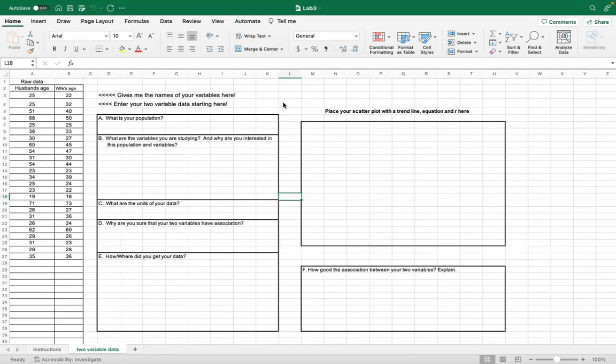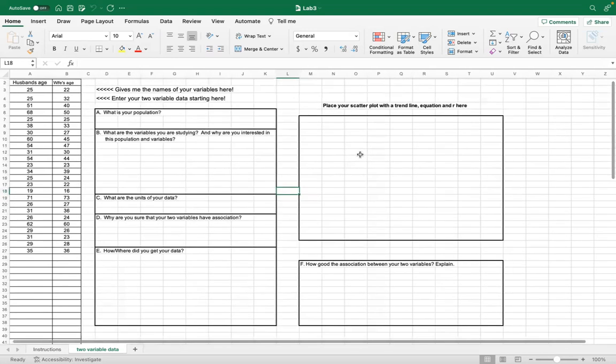On letter D, it says, why are you sure that your 2 variables have association? This is more like your speculation. Why do you think they're correlated? If you're doing cups of coffee and hours of work, I think people who work more probably drink more coffee. You're just making a guess here. I'm just looking for why you think it is. It's just an opinion or a thought. How and where did you get your data? I pulled my Facebook friends. Here's the website URL. All of this is basically the same thing we've already been looking at. Let's create a scatter plot.